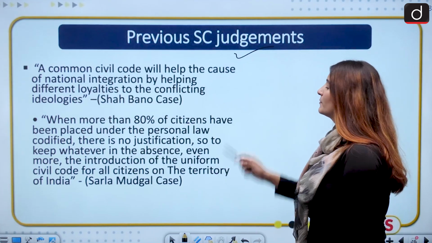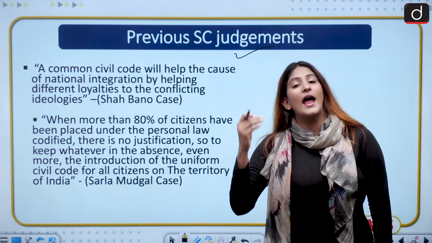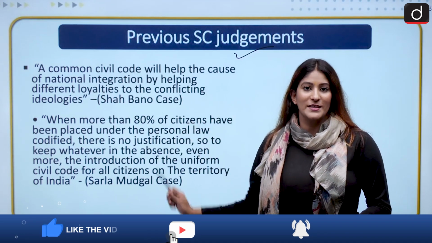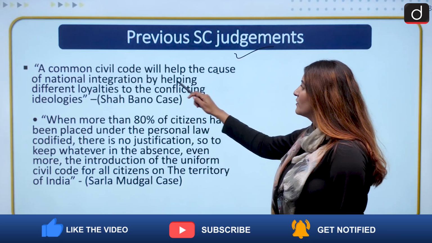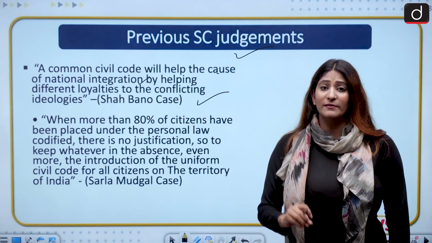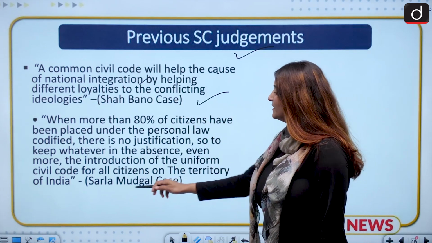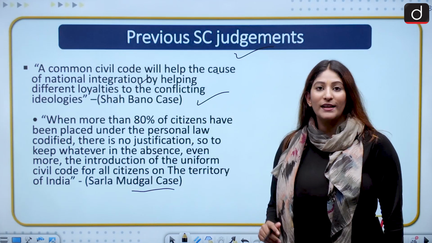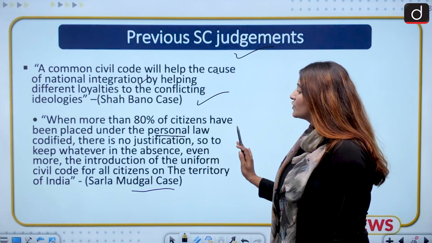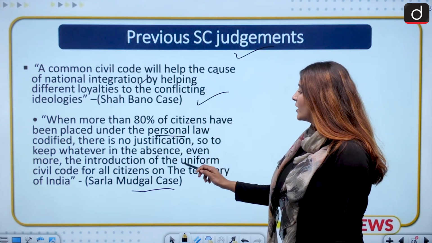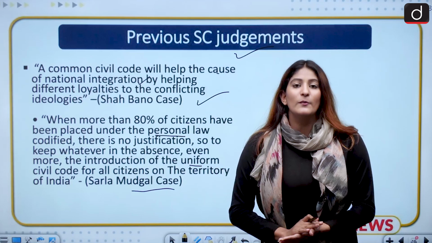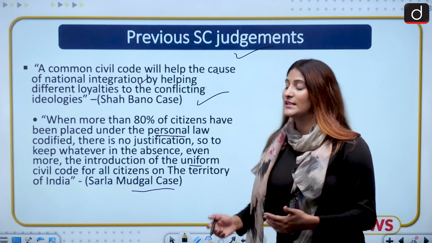With respect to previous Supreme Court judgments, the Supreme Court has always upheld the importance of Article 44. This can resonate with us from the judgments given here. A common civil code will help the cause of national integration by helping remove different loyalties to conflicting ideologies. This was stated in the Shah Bano case. Then comes the Sarla Mudgal case, in which it is said, when more than 80% of the citizens have been placed under codified personal law, there is no justification to keep the rest out, and even more reason for the introduction of the Uniform Civil Code for all citizens in the territory of India. So you can see that the Supreme Court is also in favor of getting the UCC implemented.